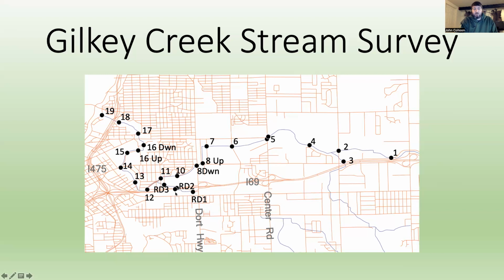Robinson Drain 2 is where it goes into a culvert to go underneath I-69 and the railroad tracks there, and then it comes out of that culvert over in Pierce Park, and then it flows from there west and a little bit north until it runs into Gilkey Creek. So that's generally the area that the stream study encompassed.